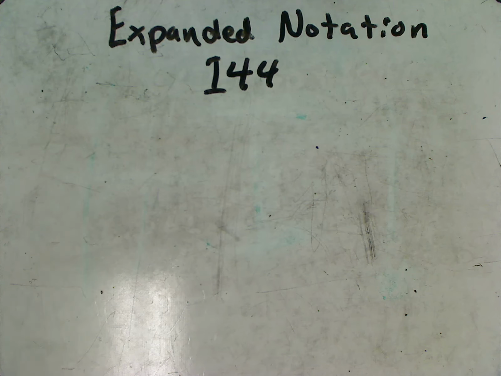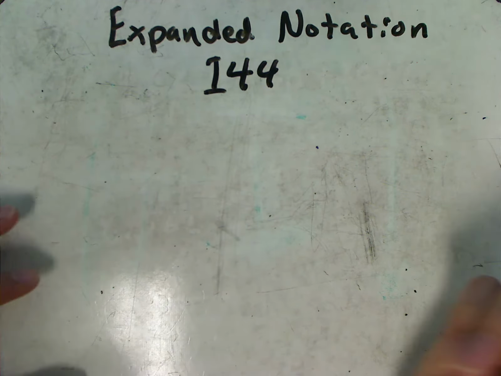Hello class, in today's video we're going to talk about how we can use expanded notation to represent whole numbers and decimals. To start off the video, we're going to use whole numbers first and then lead our way into whole numbers and decimals. So basically expanded notation is when we represent a number using multiplication in its appropriate place value, right?